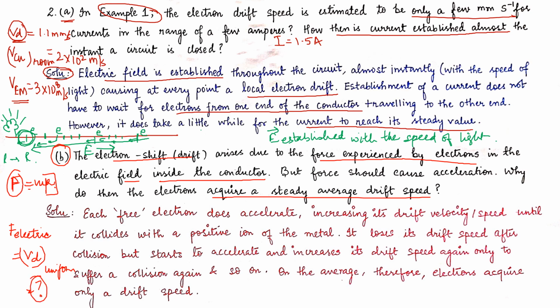Let's understand the solution. A free electron does accelerate, increasing its drift velocity or speed, until it collides with a positive ion of the metal. It loses its drift speed after the collision but starts to accelerate and increase its drift speed again, only to suffer a collision again, and so on. On average, therefore, electrons acquire only a steady drift speed.